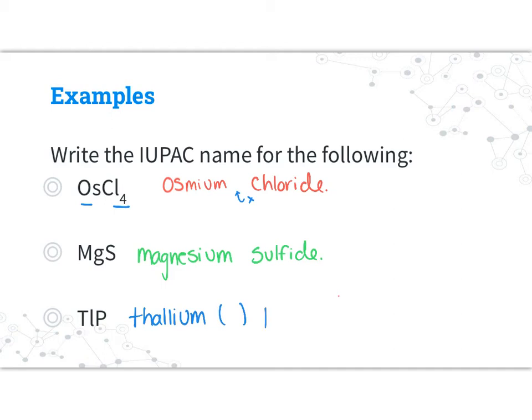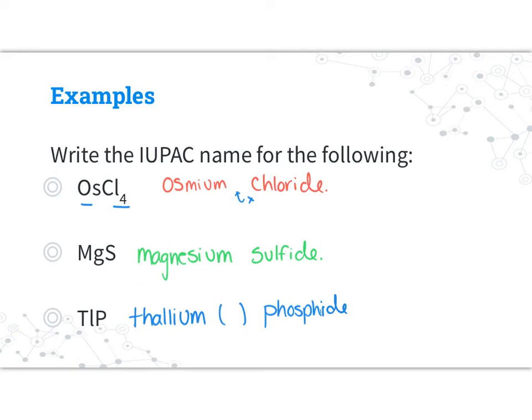P is phosphorus. So, I need to change its ending to phosphide. All right, now I need to decide what charge I'm going to put there. There's a few different ways I can do this.